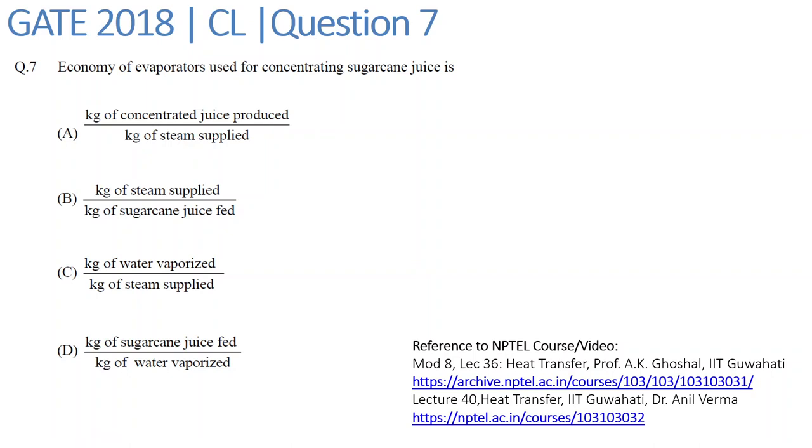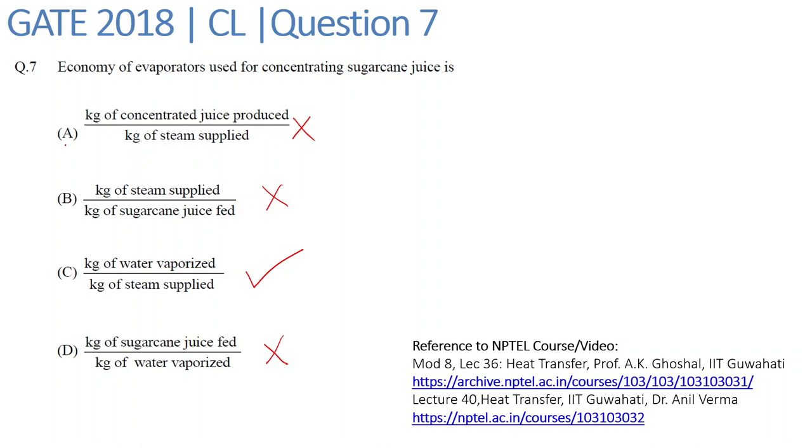If we look into the given options, the first one is kg of concentrated juice produced, so this isn't the correct option. The second option is kg of steam supplied upon kg of sugarcane juice fed, so again this is incorrect. The third option is kg of water vaporized upon kg of steam supplied. This option matches our definition, so this is the correct option. The last one is kg of sugarcane juice fed upon kg of water vaporized, which is also not the definition of steam economy, so that is also a wrong option.